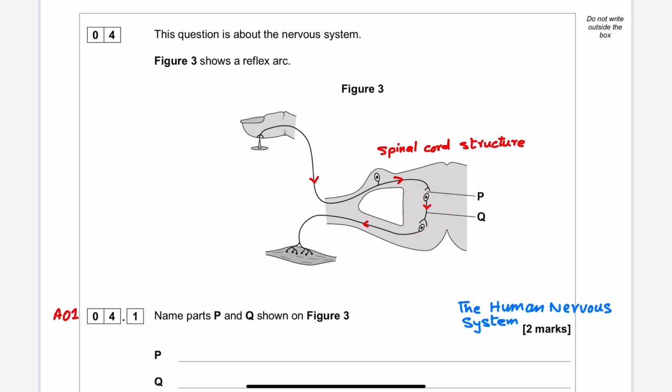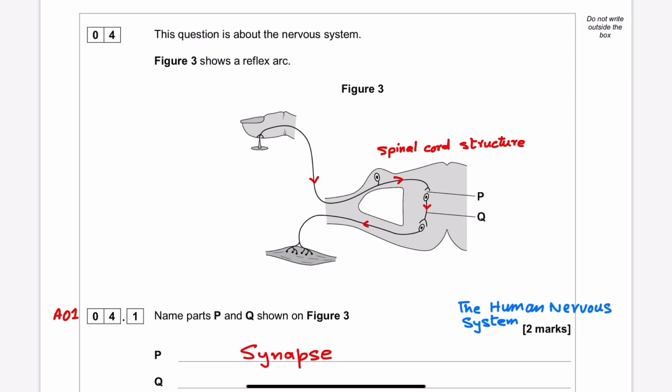The gap present between the neurons is called a synapse. So this gap P is called a synapse. The student also needs to give the answer for Q. Q is a neuron which is present in the spinal cord.